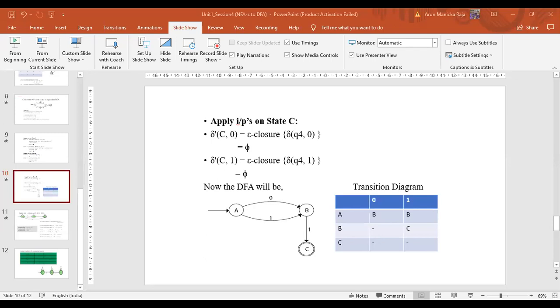Is my screen visible, ma'am? Yes, ma'am. My screen is showing NFA to DFA, right? Otherwise, the previous one. Convert the given. No, no, ma'am. Oh, okay, okay. That's why I'm asking.